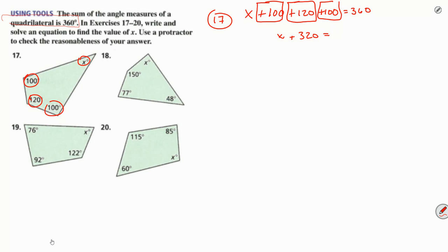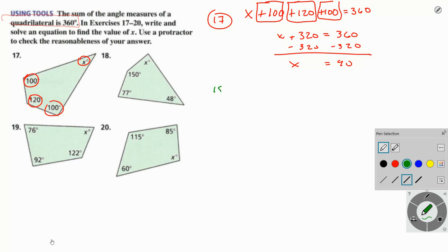Like terms have the same variable, same degree, so same exponent. Constants have no variable and a degree of 1. So all constants are like terms. From there, we go the opposite or the inverse of plus. And we have x equal to 40.